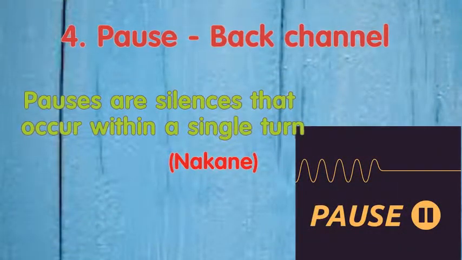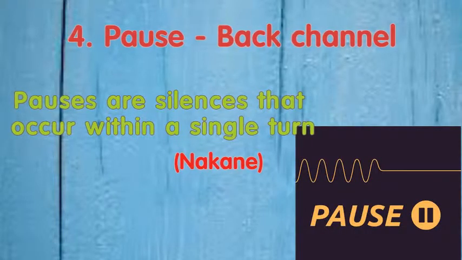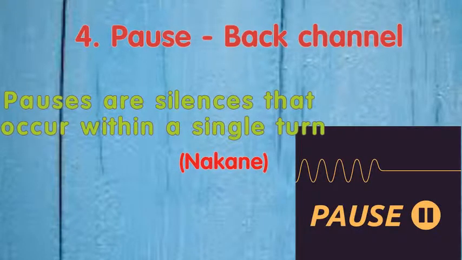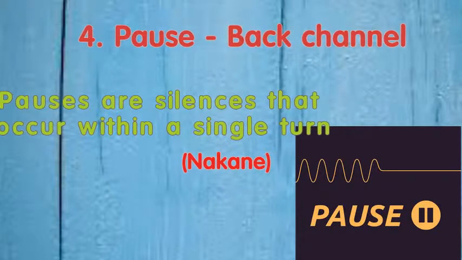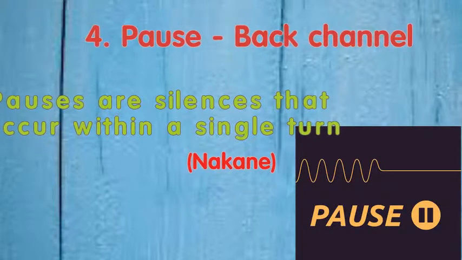The fifth element of conversation structure is pause and back-channel signal. According to Nagin, pauses are silences that occur within a single turn. In Sociolinguistics: An Introduction to Language and Society, the author, Peter Trudgill, shows that there are even rules about silence.